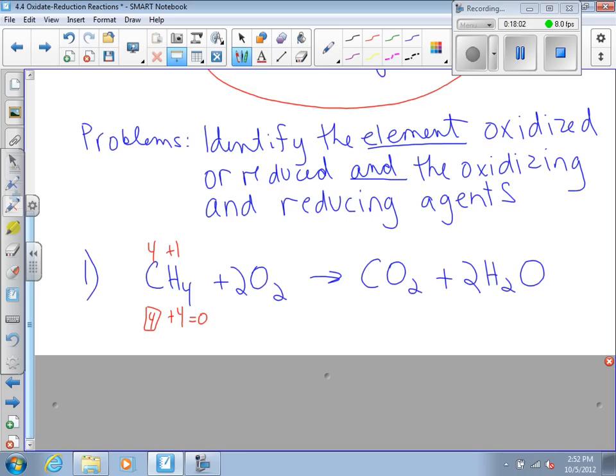Oxygen, pure element, 0. By the way, when you are doing oxidation numbers, ignore the coefficients. Ignore, this is really important, the coefficients for oxidation numbers. You don't ignore subscripts, but you do ignore the coefficients.